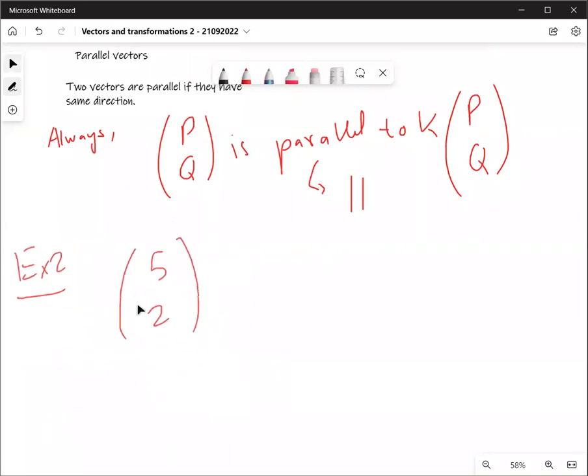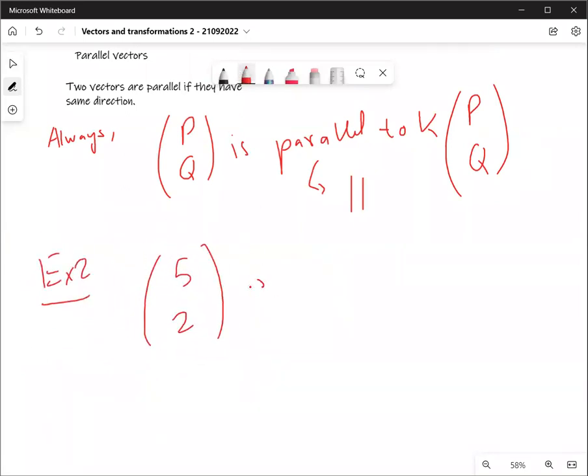Now, all you need to know is that 5, 2. Let's compare. How do we say that it's parallel? We'll write this. PQ is parallel to KPQ. This is a Greek letter, but it's not in your syllabus, so don't bother. But then what is KPQ? I'll tell you what it is. Now let's compare 5, 2 to 10, 4.